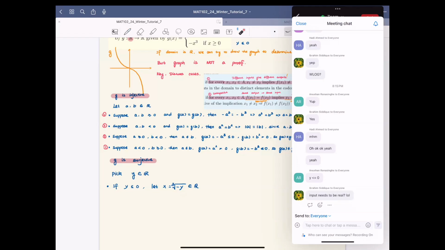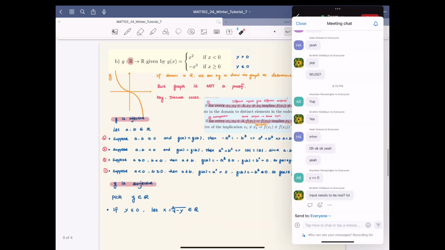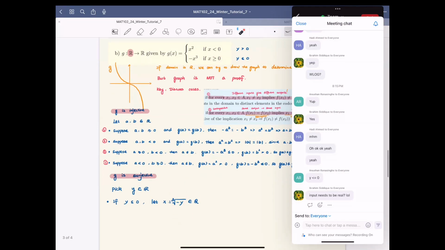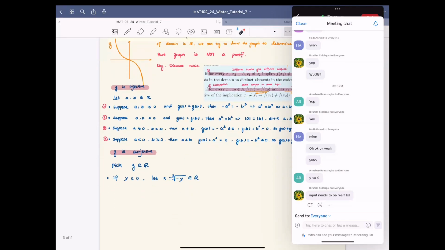But remember, I need to check it's g, right? I need to check g of x equals y, which means I need to decide which piece I need to use. Although before I already know it's this piece, you still need to justify it. So you still need to show me that this whole thing is greater than or equal to 0.